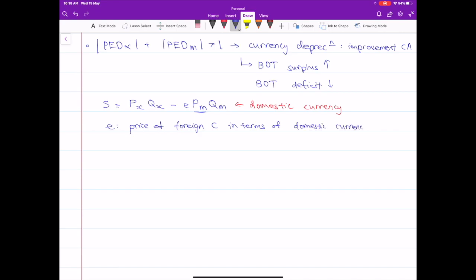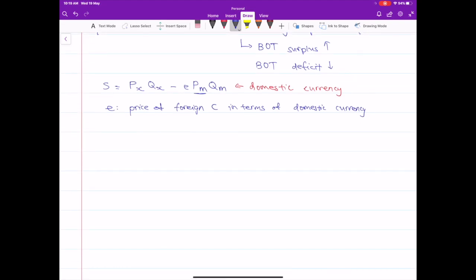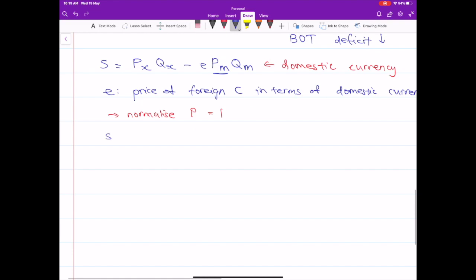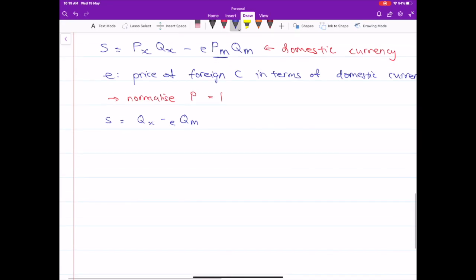So now, another thing that we have to do before we continue the analysis is to normalize all prices to equal 1 so that we can simplify the analysis. So we can continue with our expression for S. We can rewrite it as QX minus EQM because now all prices are equal to 1. Now let's remember what we are trying to prove. We want to prove that a change in E will impact your S.